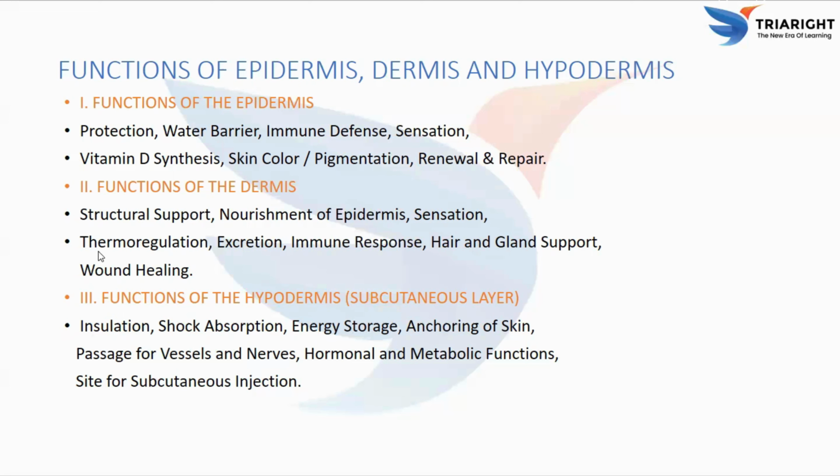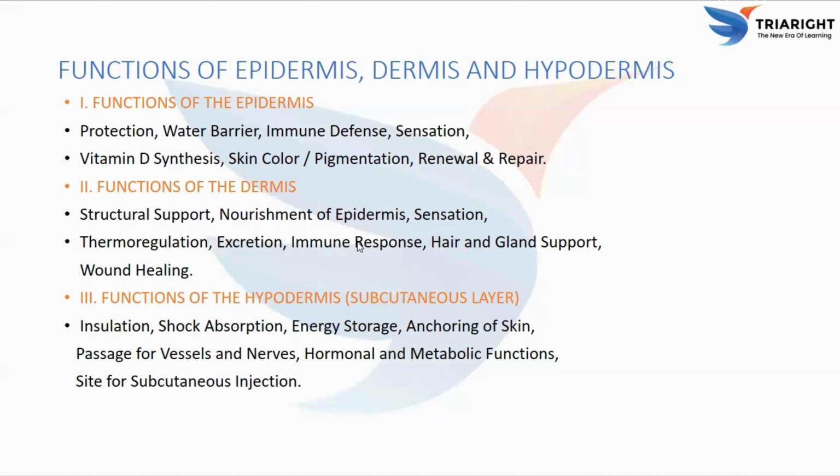And the next function is thermoregulation. So what do we mean by thermoregulation? The blood vessels in the dermis help to regulate the temperature by vasodilation, releasing heat, or vasoconstriction, conserving heat. Sweat glands also assist in the control. Next is excretion. Sweat glands eliminate waste in the form of water, salts, and also small amounts of urea and ammonia.